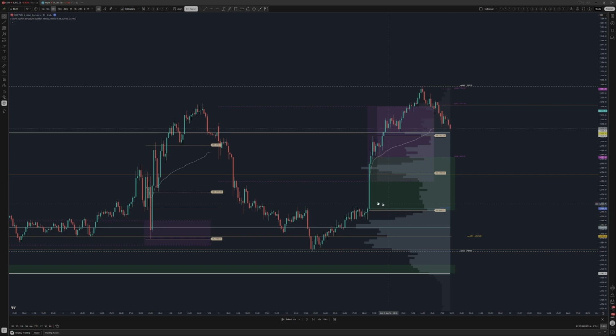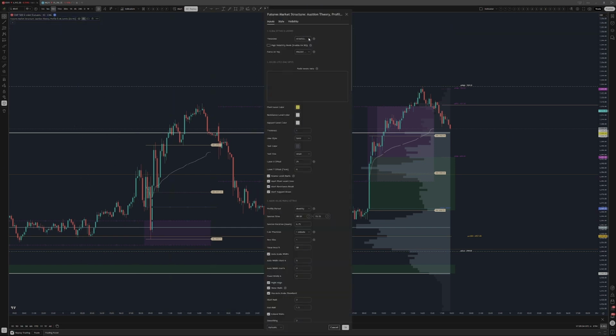Group 1, Global Settings. Time Zone. This is your master clock. The algorithm relies on exact session times, knowing when the overnight session ends and the institutional open begins. Set this to your local time so the math aligns with reality.